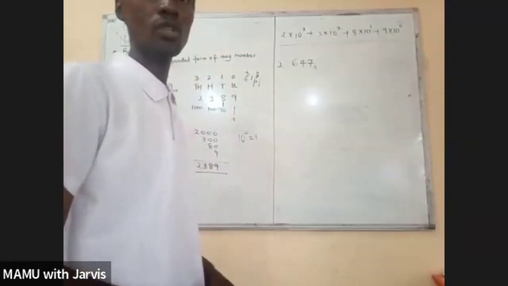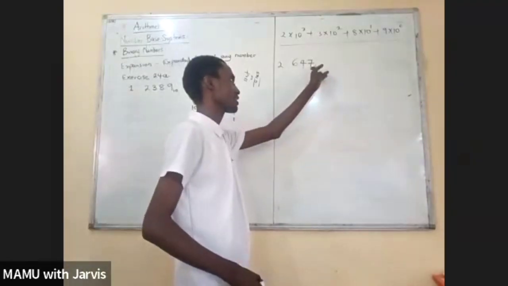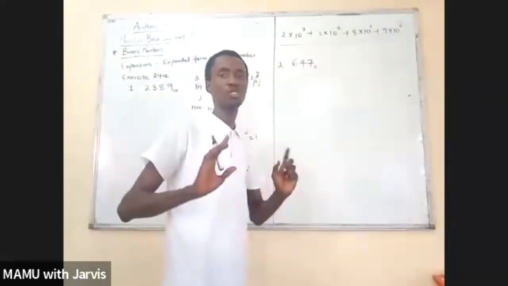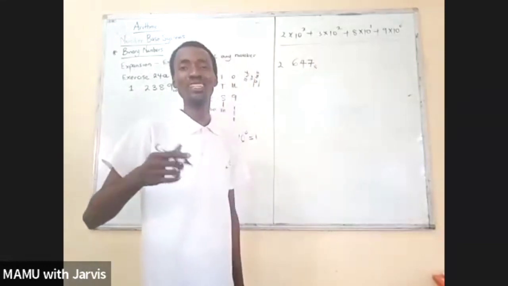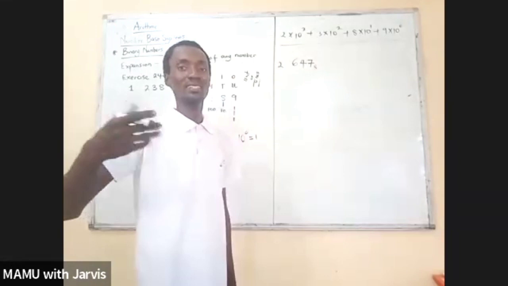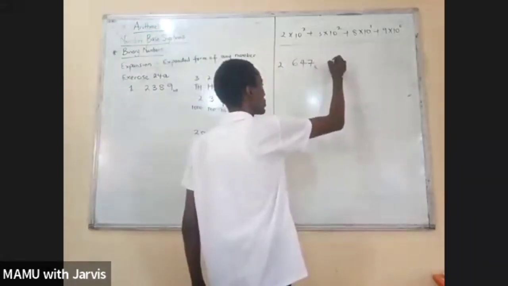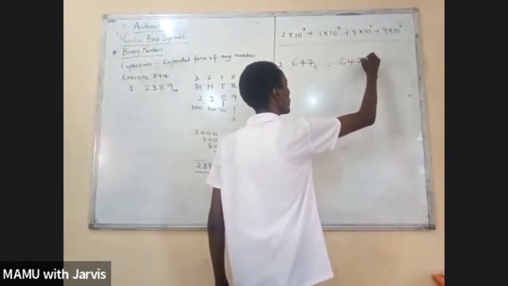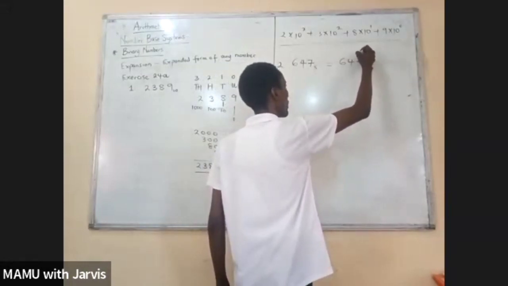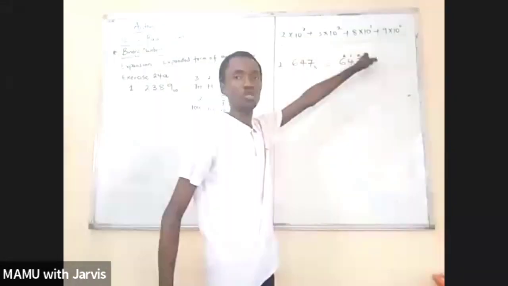All right, so with that said, 647 base 8 is not 647, no. The only time you have hundreds is when you're counting in base 10. So what you do first of all, you put the numbers on top. This digit is 0, this one is 1.